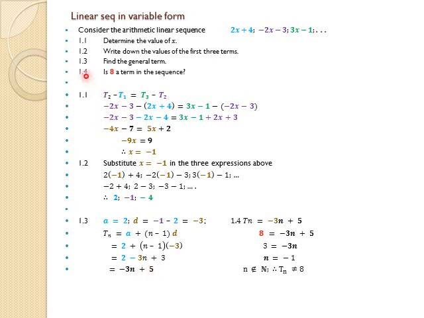And 1.4 again, is 8 a term in the sequence? This question is generally asked in your school exam paper, cycles, etc., but can appear in a final exam. So Tn equal minus 3n plus 5. 8 is now in the place of Tn. Bring 5 over, 8 minus 5 would give me 3. There I'm left with minus 3n, or 3 divided by negative 3 would give me n equals negative 1.